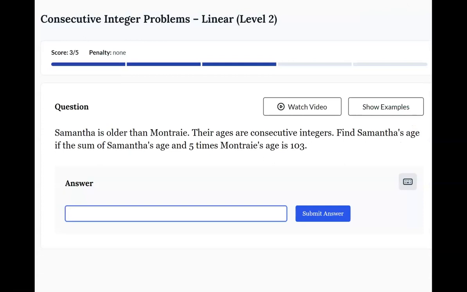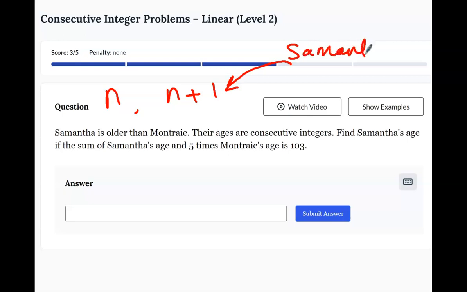Samantha is older than Montre. Their ages are consecutive integers. Find Samantha's age if the sum of Samantha's age and 5 times Montre's age is 103. All right, let's take a look at what we've got here. Samantha is older than Montre. Their ages are consecutive integers. So that means we've got an n and an n plus 1. So that makes this Samantha, because she's older.